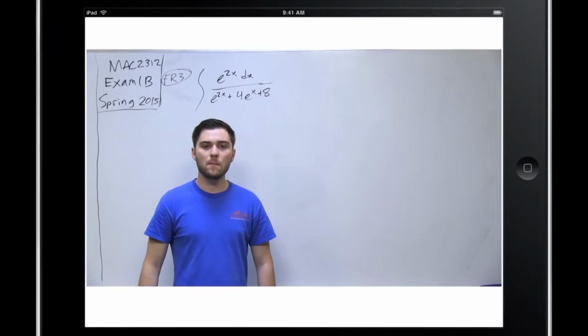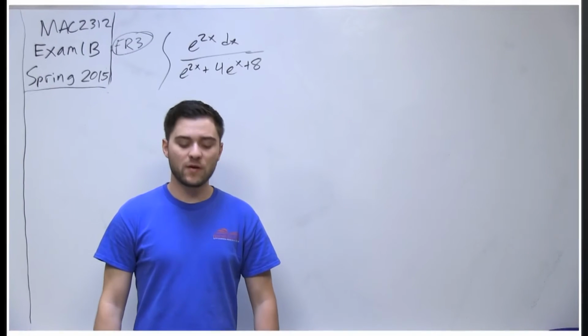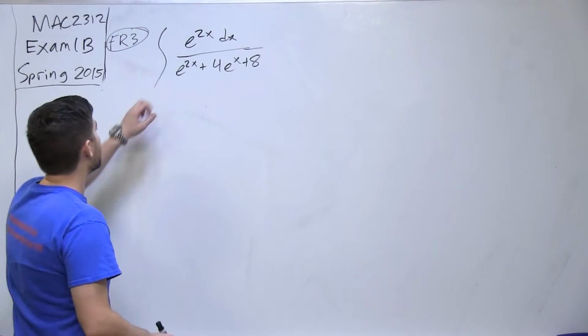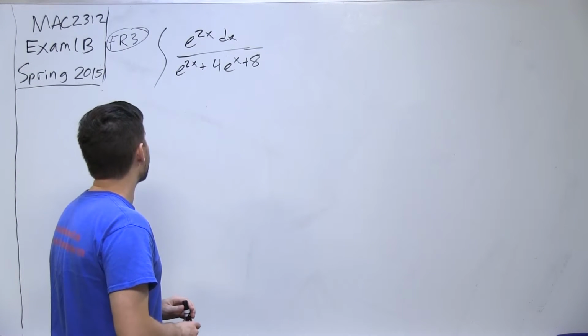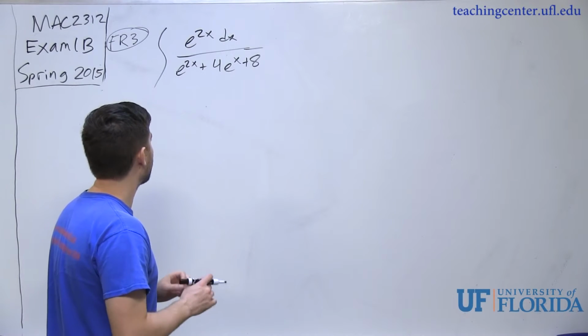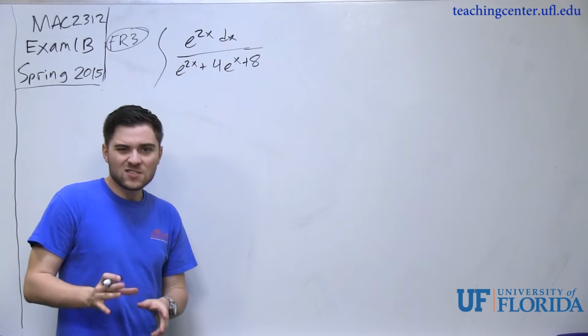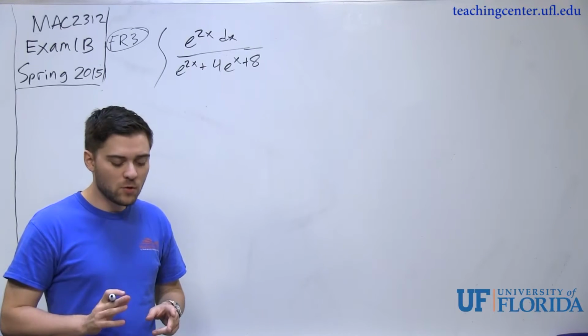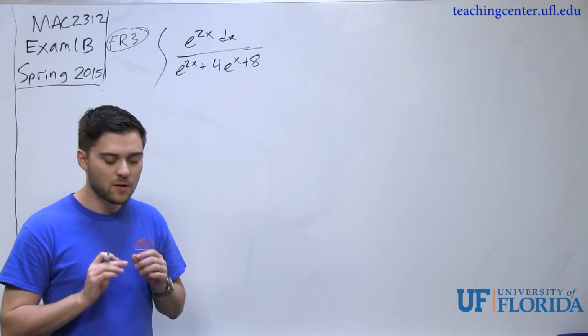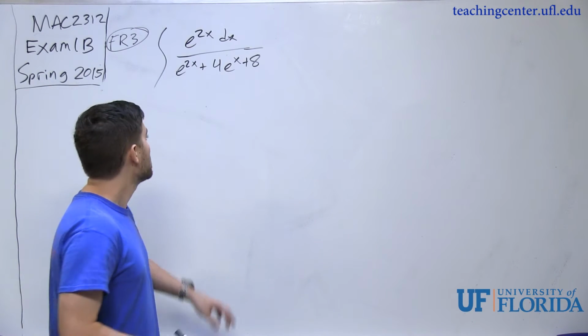The last problem on exam number 1 for spring 2015 is the integral of e to the 2x dx over e to the 2x plus 4e to the x plus 8. Now, this looks like kind of a weird integral, but she does give you a little hint early on. She says begin with an appropriate u sub.